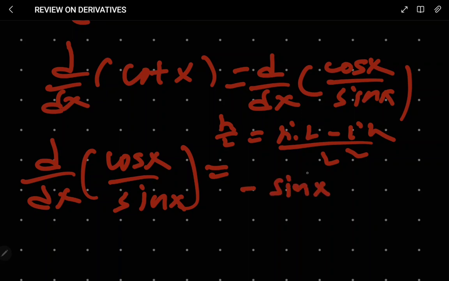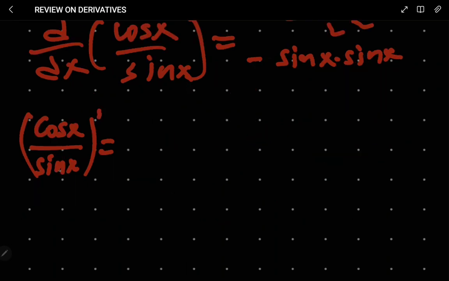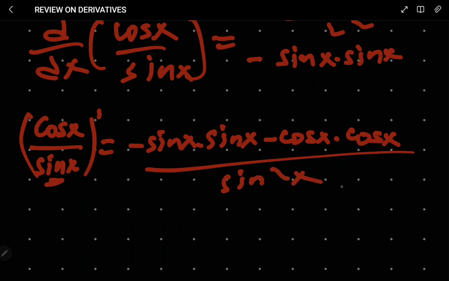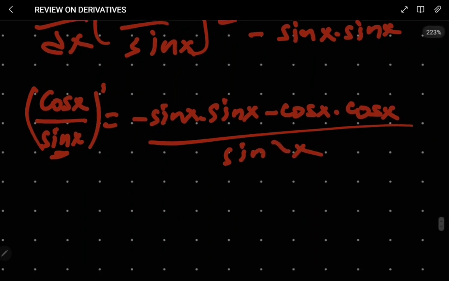So what is the derivative of cot x, that is cos x over sine x? Let me write this. The derivative of cos x is minus sine x, times sine x, the denominator, minus the derivative of the denominator. What is the derivative of sine x? It is cos x, times the numerator, cos x again, over sine x the whole square. Yeah, that is it.